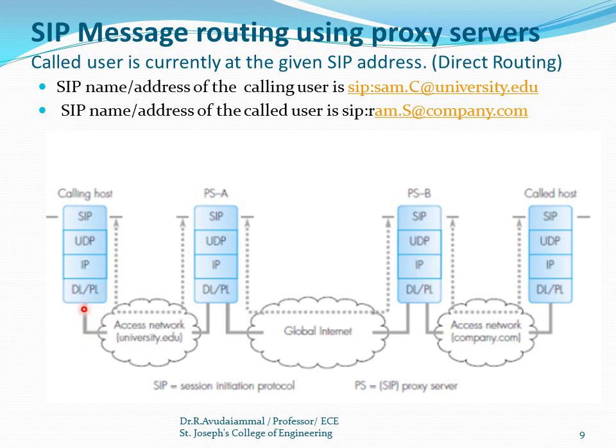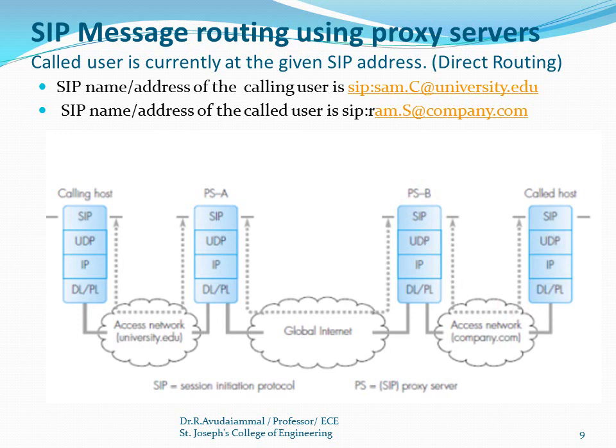So here what happens, this is our access network and the information is passed on to the proxy server A. On behalf of the calling host, the proxy server carries the information through a global net and forwards the information to the proxy server B, and it is then forwarded to the called host.